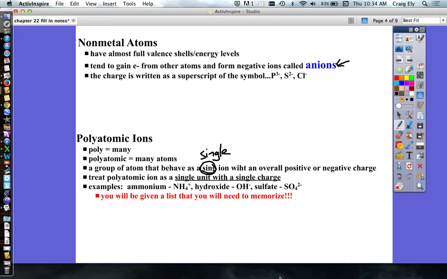All right. I will be giving you a sheet that has a list of polyatomic ions that you will need to memorize. You'll need to know the name, the formula, and the charge. Okay. All right. Well, let's stop there for now, and the next time we will talk about how we name the compounds. Okay. Thanks.